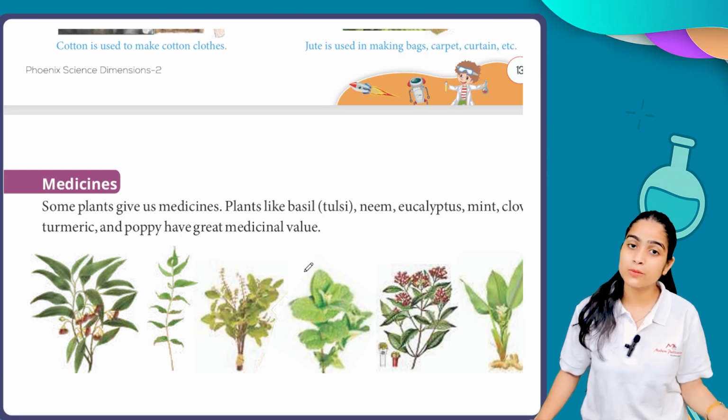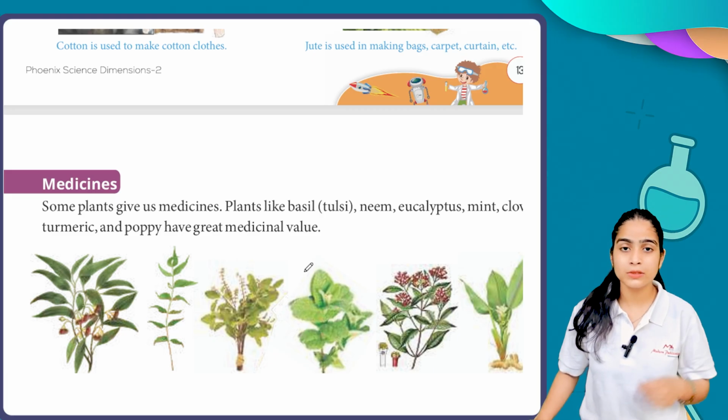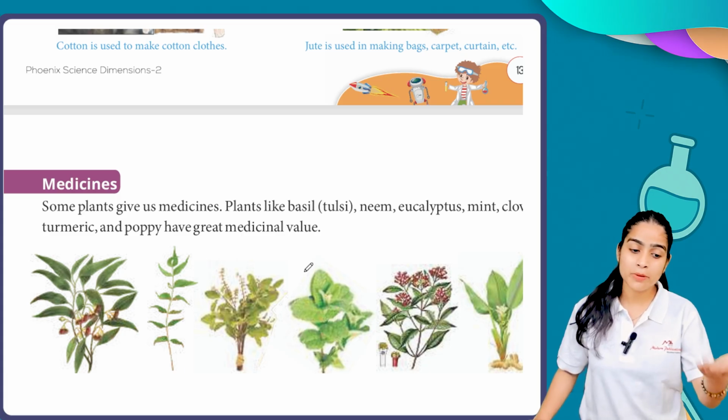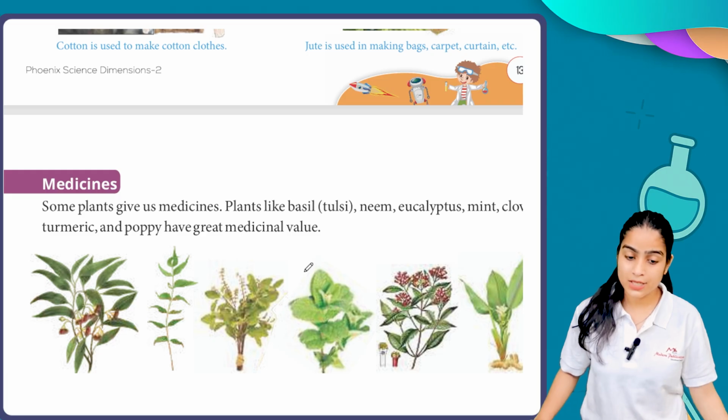And where do we get the jadi booties? We get the jadi booties from the plants. And what does jadi booty mean? Jadi booty means your medicine. So some plants give us medicines.